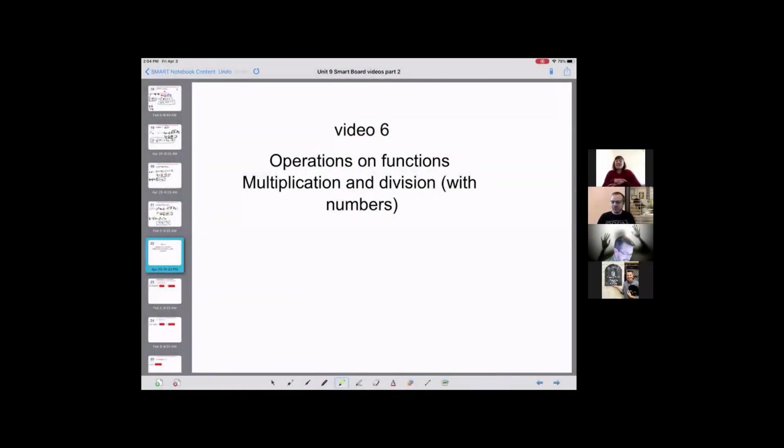All right, we're here with video 6, which is operations on functions, multiplication and division with numbers. This is similar to what you've been doing, but this time we're going to look at multiplication and division. I know you're excited.